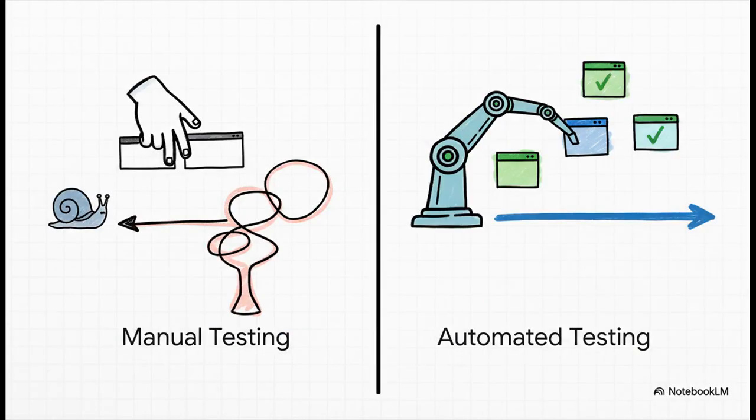Well, you could try testing it all by hand, clicking through every single possible user journey every single time you change one line of code, but that just doesn't scale. Manual testing is slow, it's really easy to make mistakes, and honestly, it's a huge bottleneck when you're trying to move fast. It's like trying to build a skyscraper with a handsaw. It's just not the right tool for the job, and that's where automation comes in.